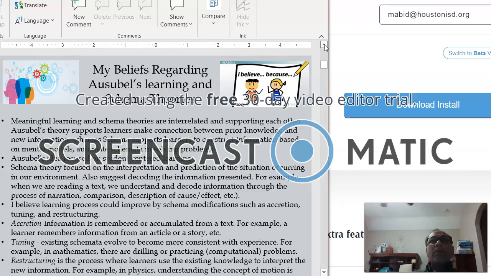That means there should be some opportunity for teachers to practice, and I will also provide that in my training. And restructuring is the process where the learners use existing knowledge to interpret the new knowledge. At the end of the second day, the teachers will be provided an opportunity to create and develop their own lesson plan based on this technology and literacy integration training that they will attend.